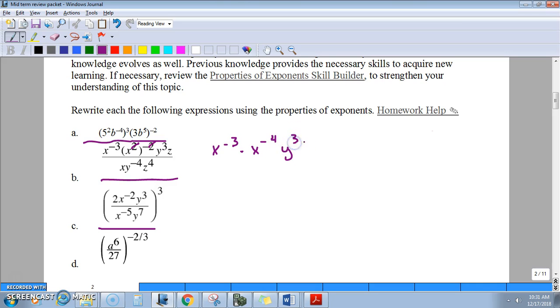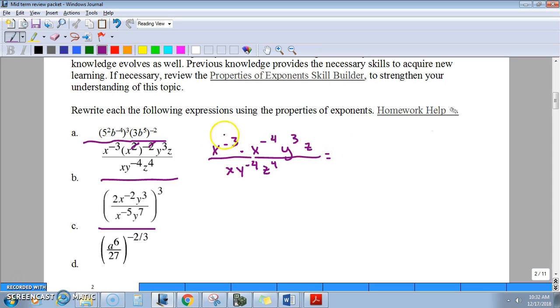Y cubed z, okay, over, and then the denominator just stays the denominator. X, y to the negative 4th, z to the 4th. Now, anything with the negative on the numerator, I'm going to put on the denominator, and anything with the negative on the denominator, I'm going to put on the numerator to make it positive.